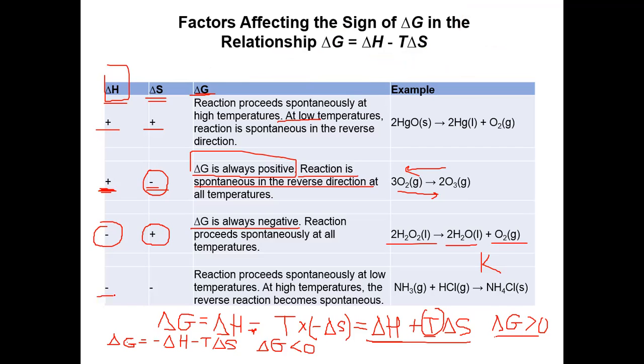And the last one is when delta H is minus and delta S is minus, both of them minus. Let's see what's going to happen. So we have delta G, which equals minus delta H, and because delta S is minus here, it's the same as plus delta S. Plus.